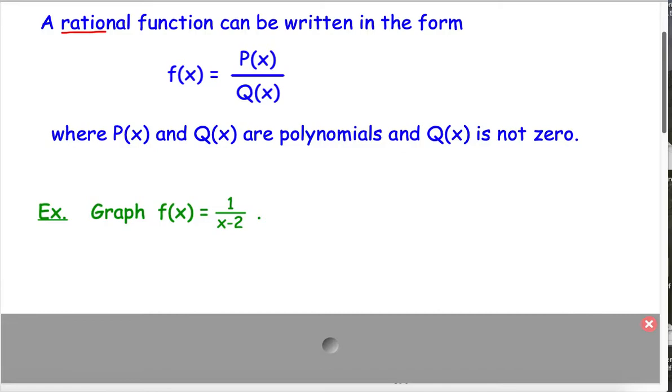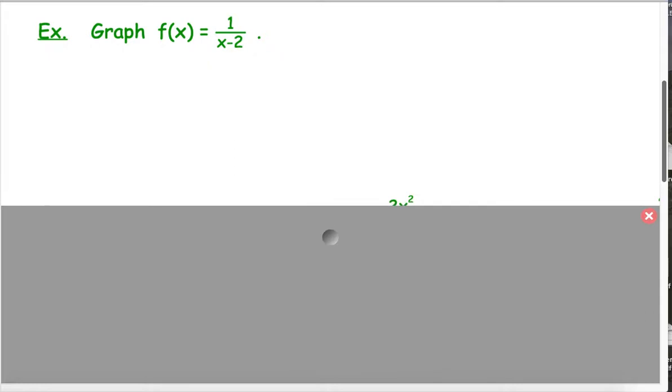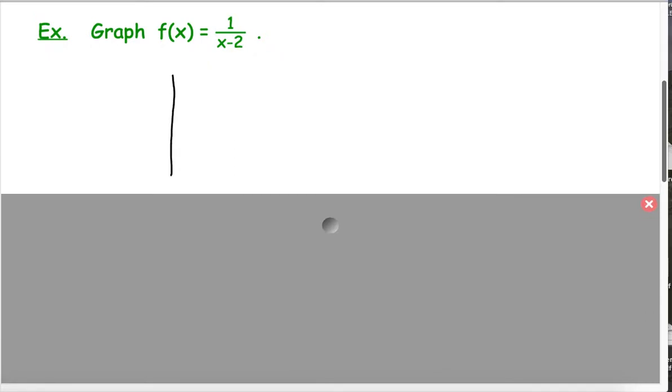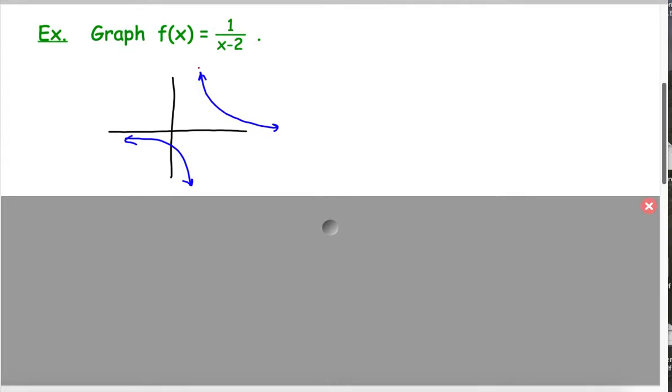Let's look at a couple. What if I asked you to graph f of x equals 1 over x minus 2? Now you should be familiar with what 1 over x looks like. And so this is just going to be a shift of 2 units to the right. So instead of, let's draw 1 over x. Okay. If I shift this 2 units to the right, now I have an asymptote instead of the y-axis, which would be x equals 0. Now I have an asymptote at x equals 2.